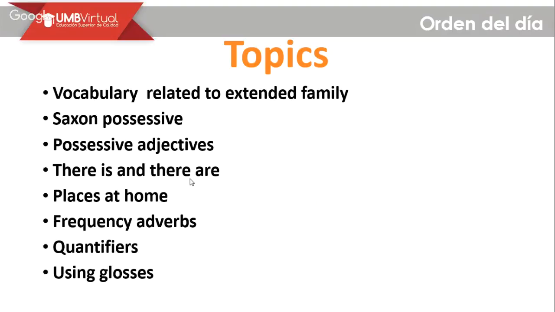Okay, the first topic is vocabulary related to the extended family. Second one, possessive. Third one, possessive adjectives. There is, there are, places at home, frequency adverbs, quantifiers, and using glosses. Okay, those are the topics we're going to focus on. I hope that you understand them easily. They are not complicated, but it's pretty important to know the differences between all of them and to establish different examples.